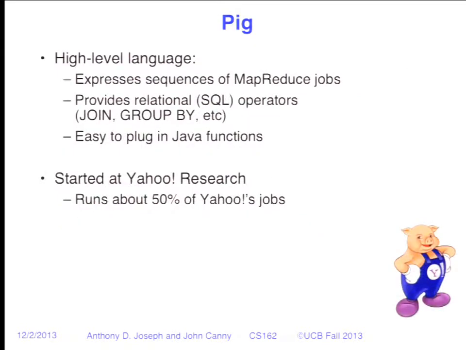Pig is a high level language. It allows you to express sequences of MapReduce jobs, and it gives you a very SQL-like model. So you can do things like join and group by and so on. It's very easy to plug in arbitrary Java functions. It was started at Yahoo Research, and it runs about 50% of Yahoo's jobs. So how does this work in practice? Let's look at an example.